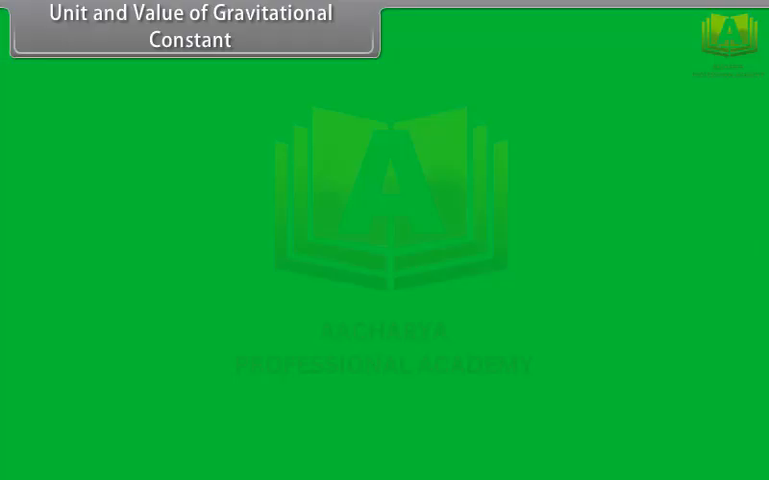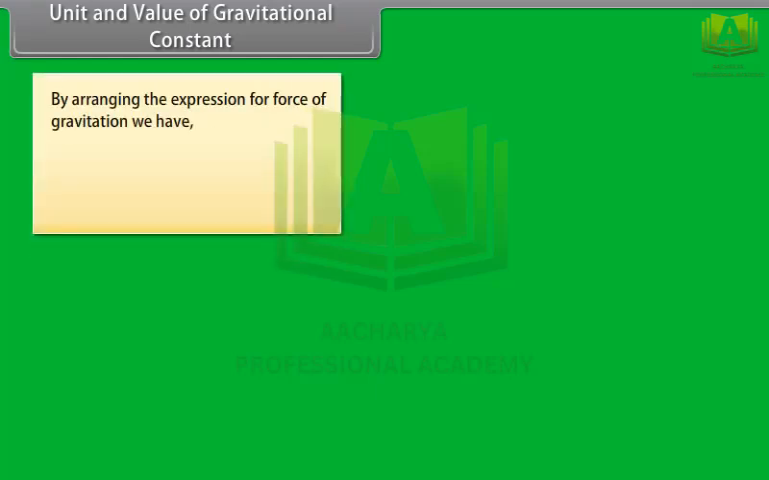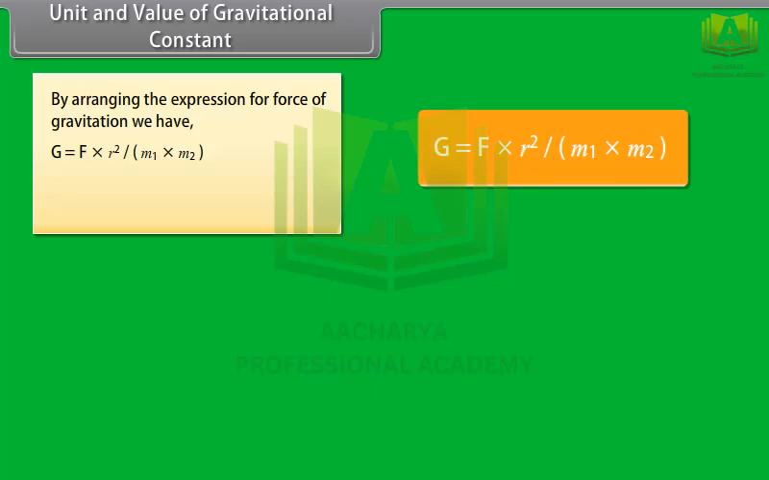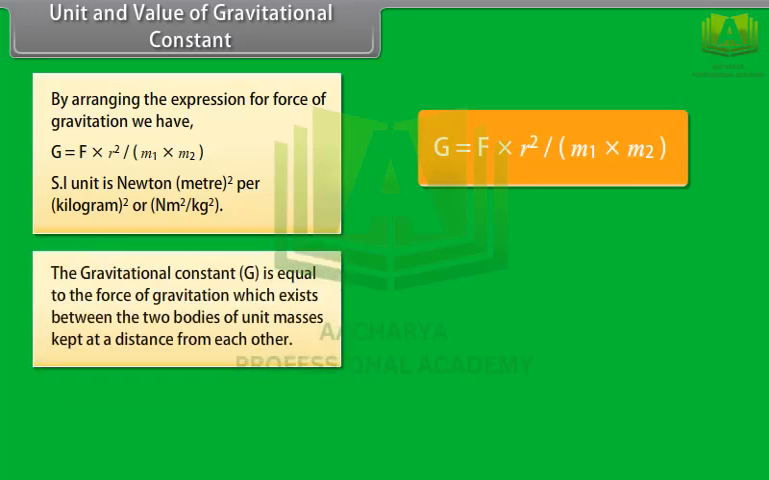Unit and value of gravitational constant. By arranging the expression for force of gravitation, we have G is equal to F into r square upon m1 into m2. SI unit is Newton meter square per kilogram square. The gravitational constant G is equal to the force of gravitation which exists between two bodies of unit masses kept at a unit distance from each other.